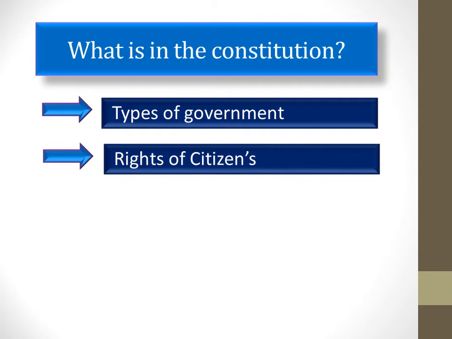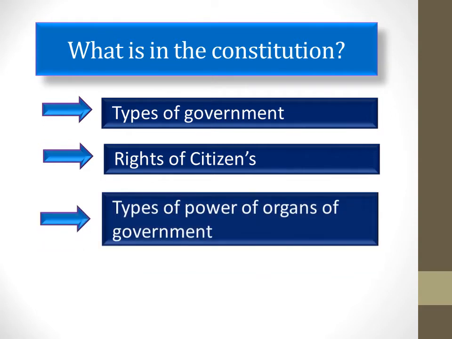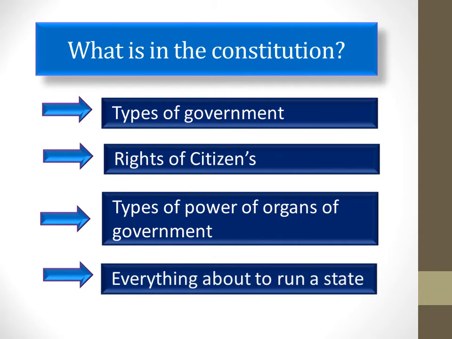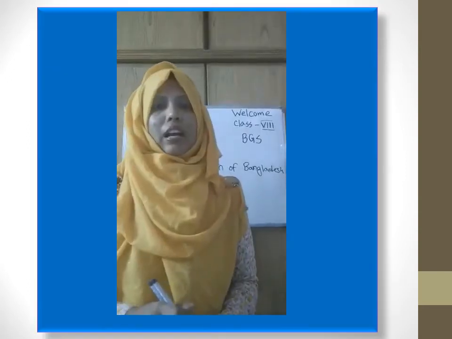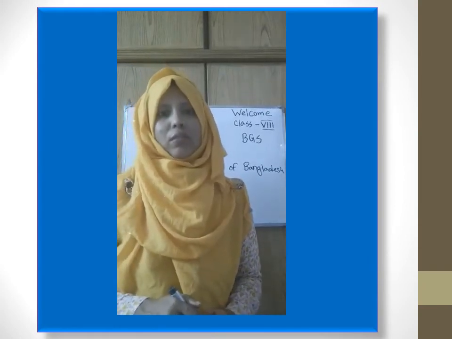The rights of the citizens. What are the rights of citizens that are written in the Constitution? Types of power of organs of government. We know every government has 3 organs, but from the Constitution we know what type of power any organ of government has. That means everything about running a state we get from the Constitution. I hope you got a clear concept about Constitution.